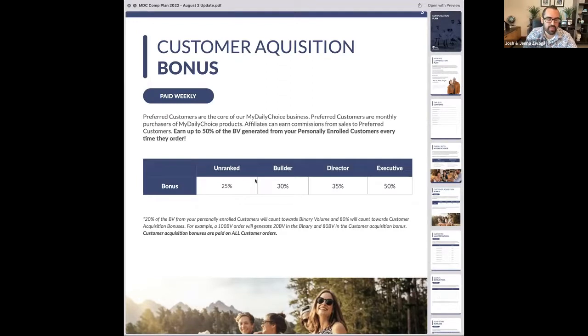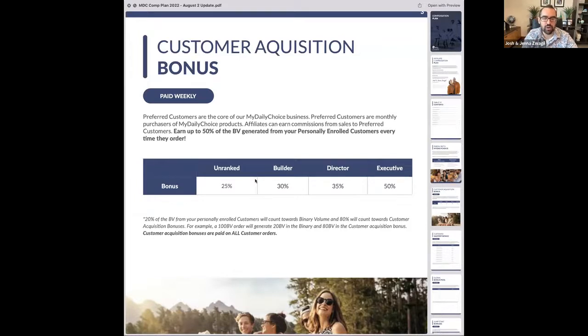Now, there's one thing that I want to mention before I go into depth on the customer acquisition bonus. The MDC compensation plan is a hybrid of a binary and a unilevel.